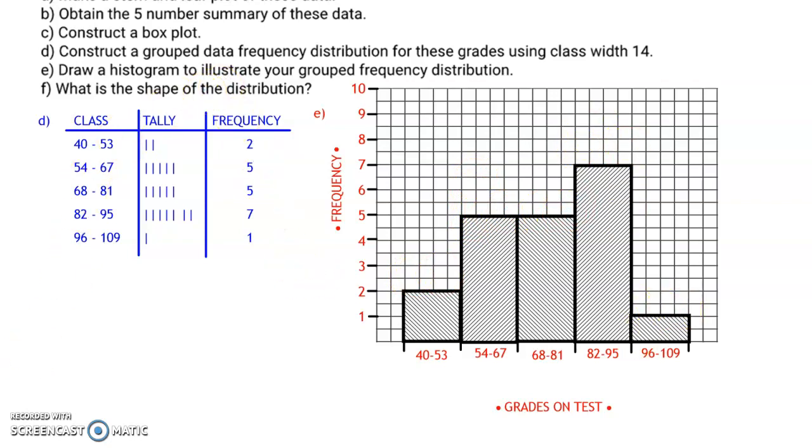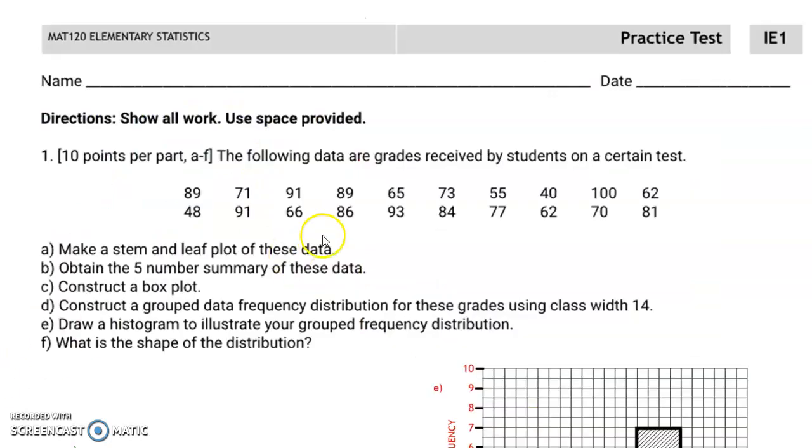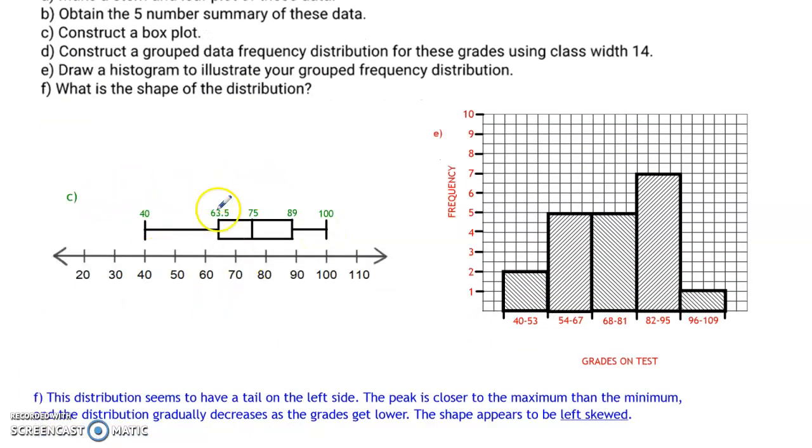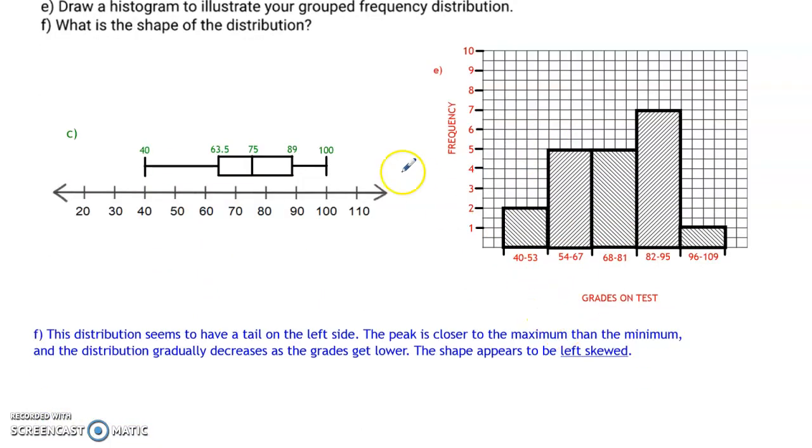All right, what is the shape of the distribution? Well, I'm going to use 2 things to identify shape. I'm going to use the box and whisker diagram that we constructed earlier and also the histogram. Both of these data displays look like they are left skewed. There's a longer tail to the left here and a gradual drop off here. So I would refer to these as left skewed. There are some pretty good reasons listed here.